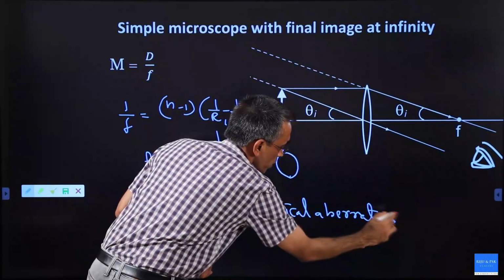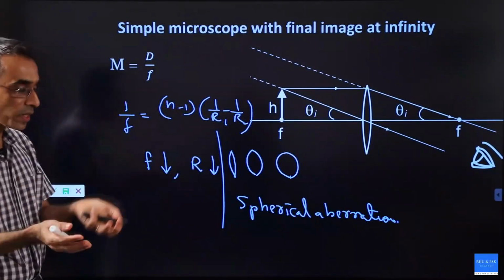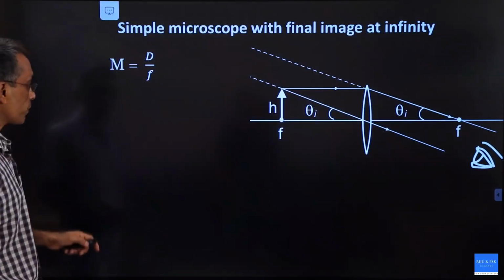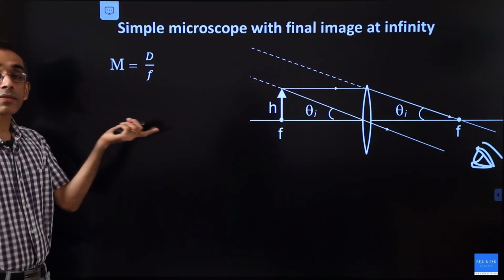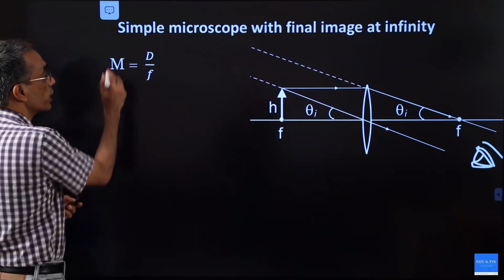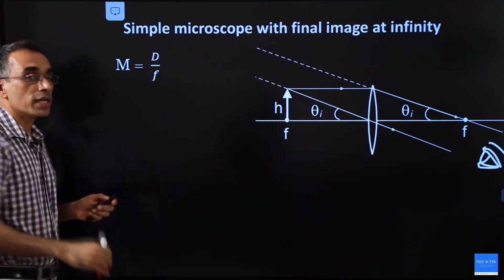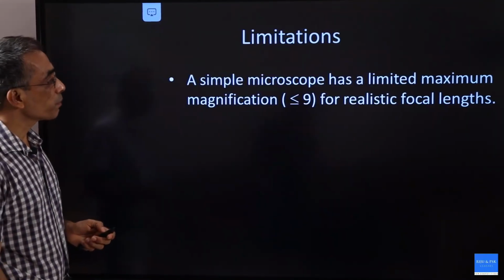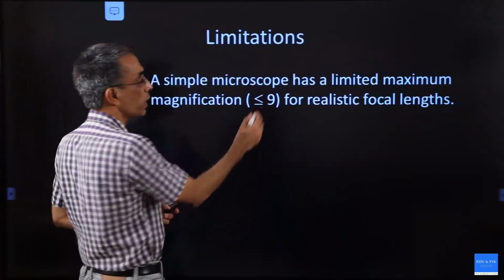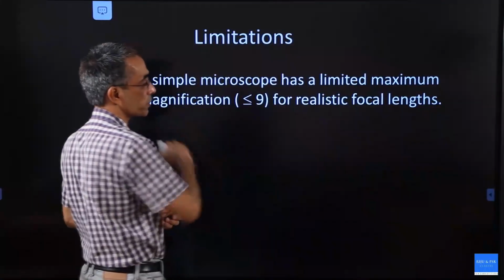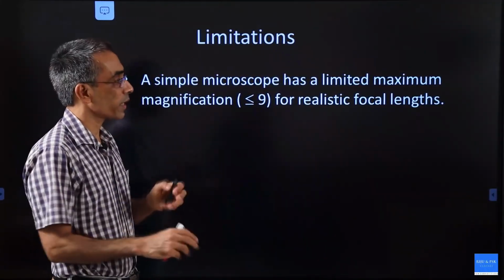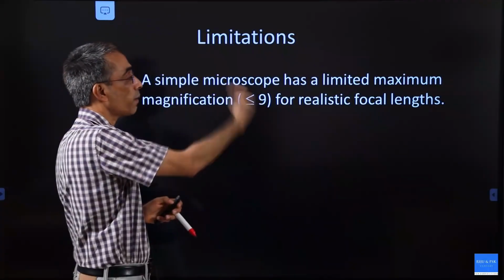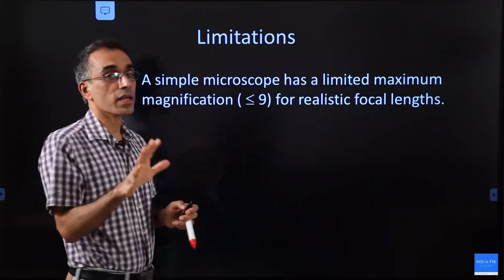It is due to the spherical shape of the lens, spherical aberration. Spherical aberration will increase. My point is simple. Magnification is inversely proportional to focal length. So if you want to increase magnification, focal length should decrease. This will create more and more spherical aberration. That's why a simple microscope is useful only up to a magnification of 9 times or less than that. More than 9, this is difficult. Theoretically you can have anything, but practically a magnification less than 9 is possible.